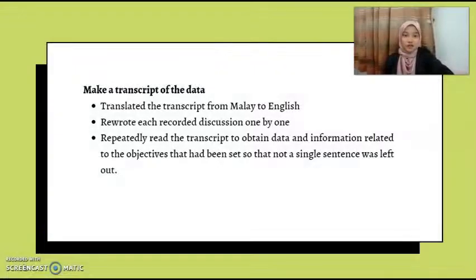After the interviews were completed, the researcher translated the transcripts from Malay to English. The researcher rewrote each recorded discussion one by one. Therefore, the researcher needs to focus to ensure that not a single word is left out while typing the conversation.